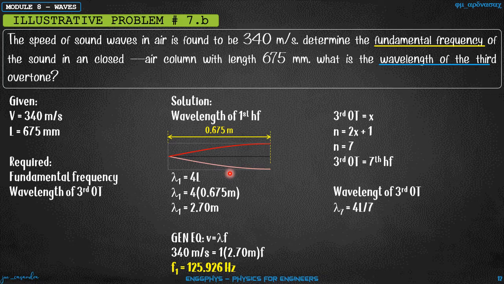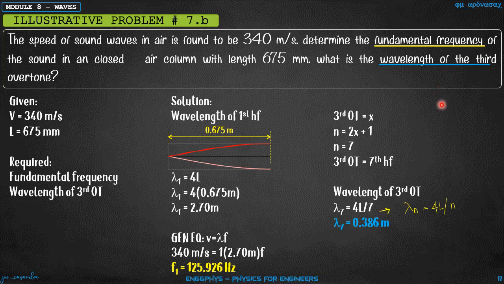divided by 7. So where did this come from again? This came from, for a closed air column, the wavelength for any harmonic number is equal to 4L divided by the harmonic number. So our harmonic number is 7. So 4L divided by 7. So with that, we'll have now the wavelength at the third overtone equal to 0.386. So that is 4 times L, 0.675, divided by 7, is 0.386.